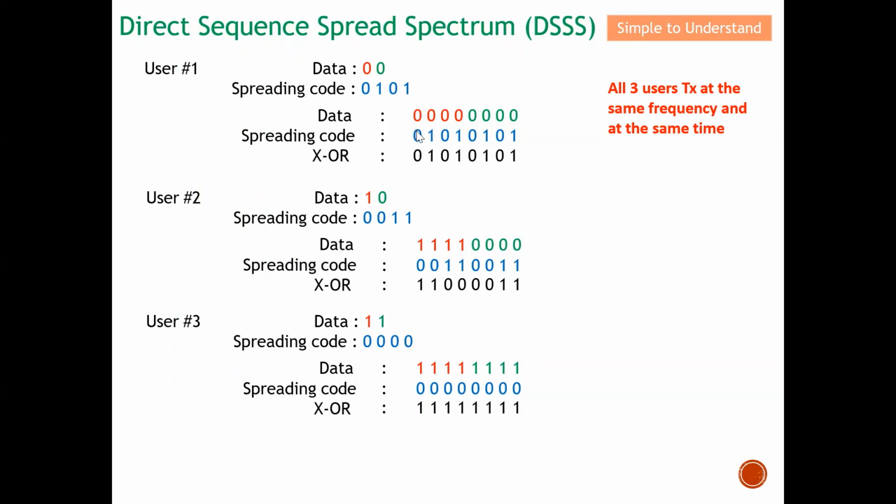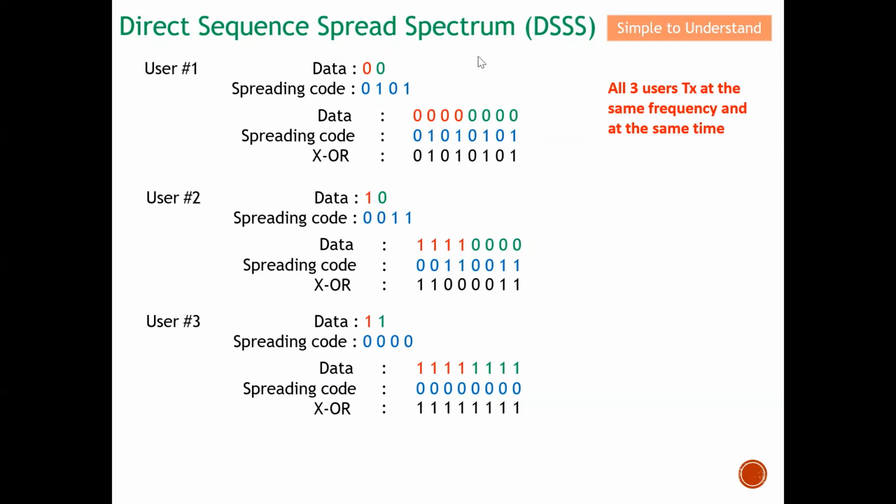Exclusive OR means that if the 2 bits are the same, I will have a 0 at the output. If they are different, I will have a 1 at the output. So they are the same, therefore I have a 0. Different, I have a 1. Same, 0. Different, 1. Same, 0. Different, 1. Okay, so this is the message that user 1 will be sending over to the recipient.